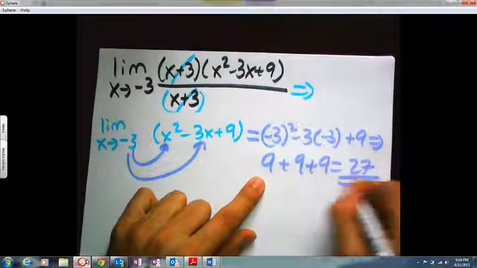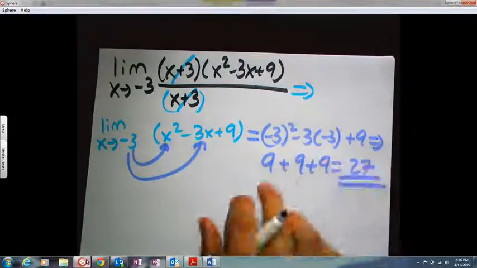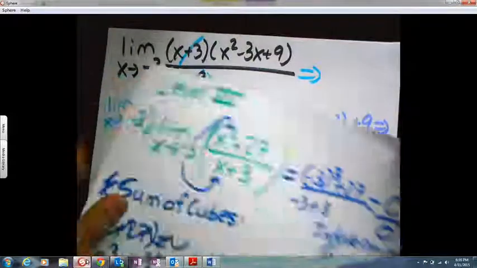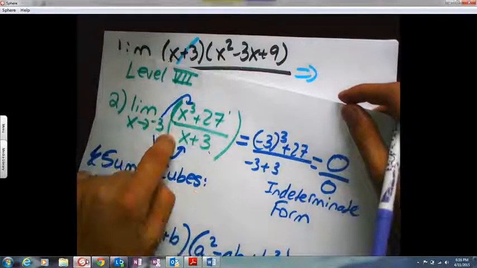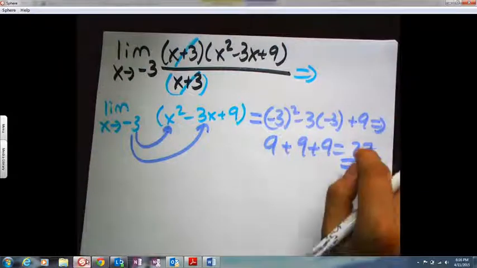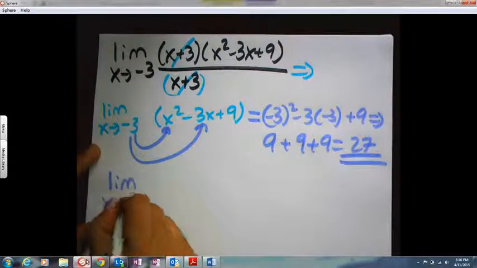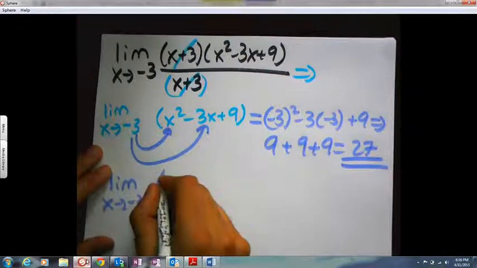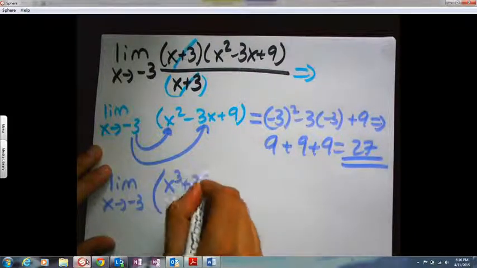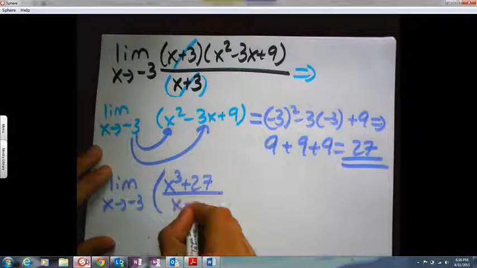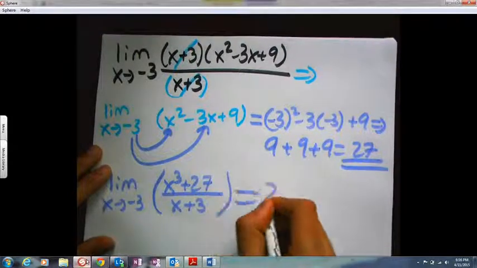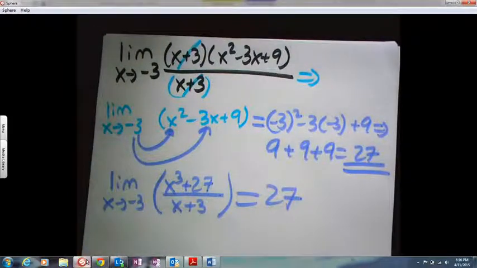So now go back to your original problem. This was the original problem. So this limit equals 27. So we got the limit as x goes to -3. Rewrite the original problem always. And there you have it. So this used the strategy of factoring.